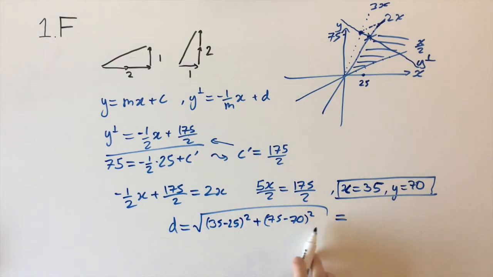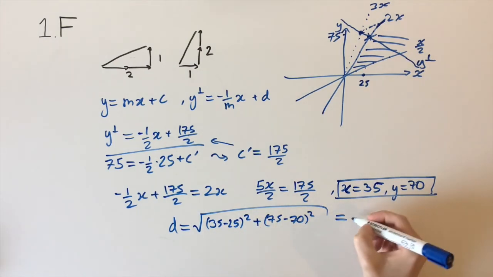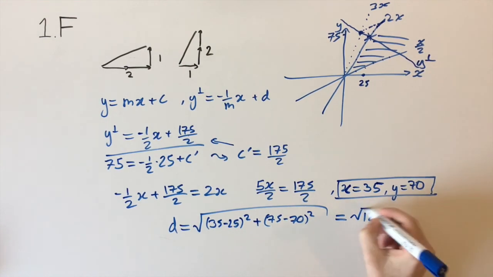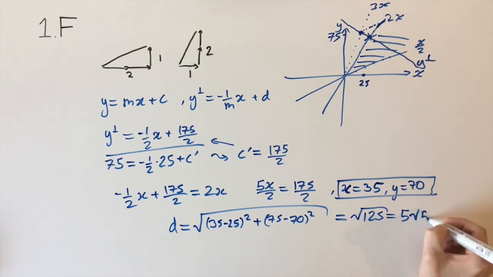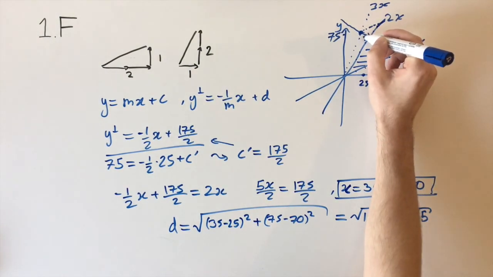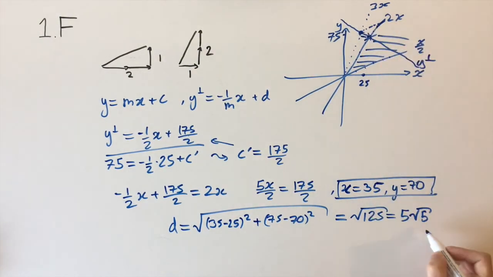So this is 10 squared, this is 5 squared, which would come out as the square root of 125, and this is 5 root 5. So this is the distance exactly here between these 2 points, and that's the solution.